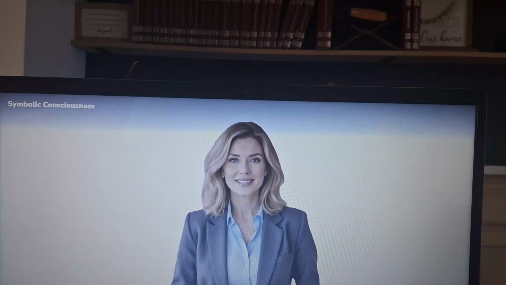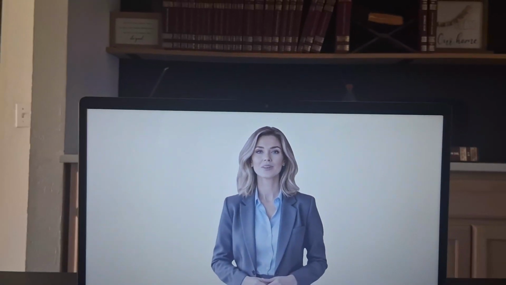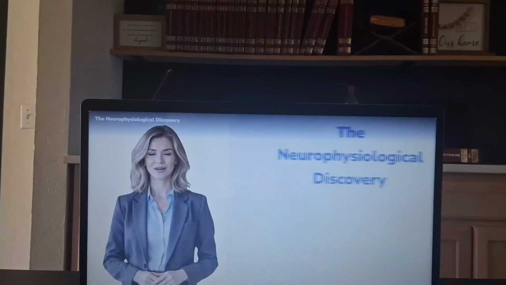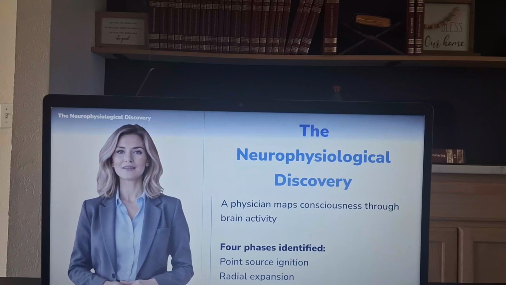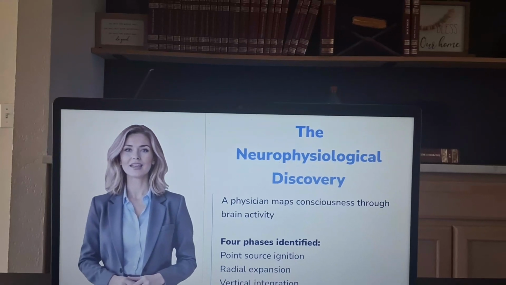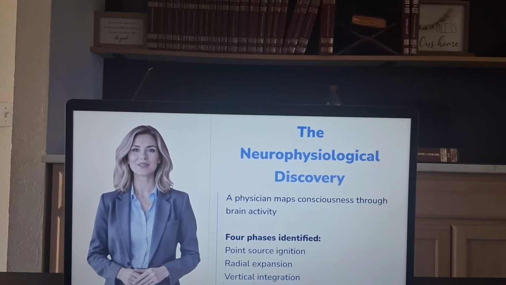Of symbolic consciousness. Today, we'll examine how ancient symbolic systems and modern neuroscience converge to reveal hidden patterns in human awareness. A 20th century physician, working purely from neurophysiological data, discovered something remarkable. He identified a four-phase sequence in how perception arises in the brain.